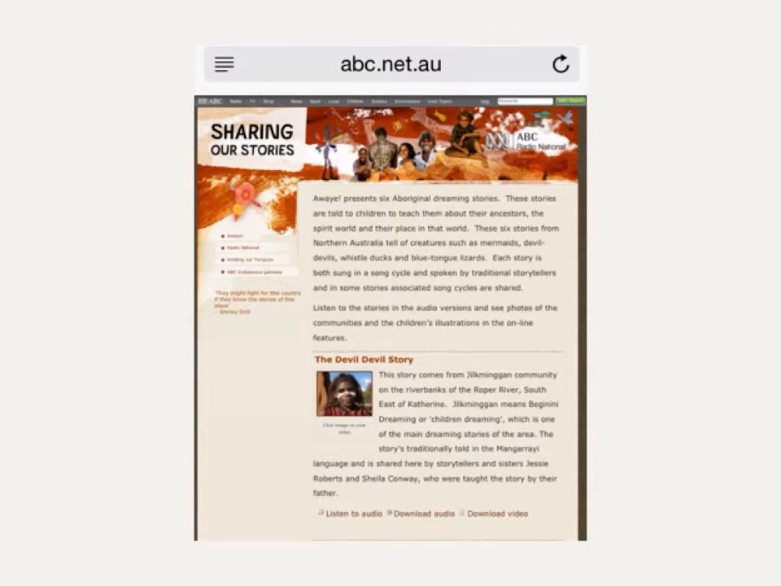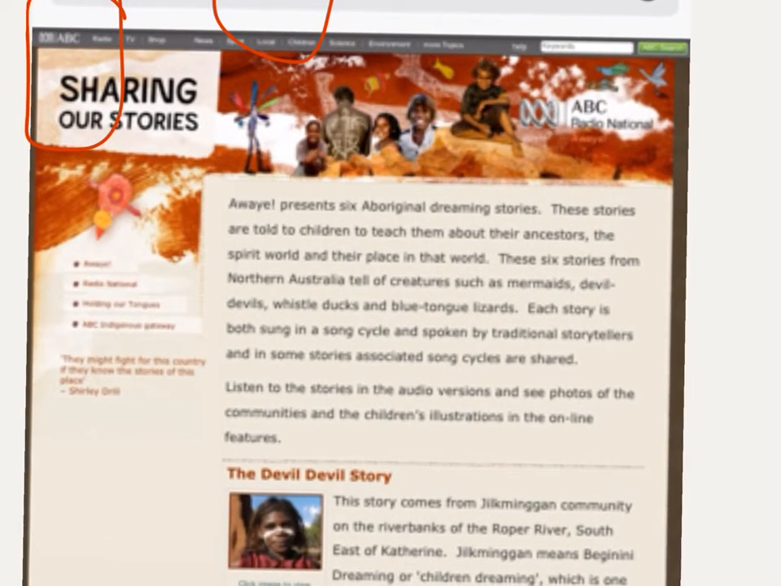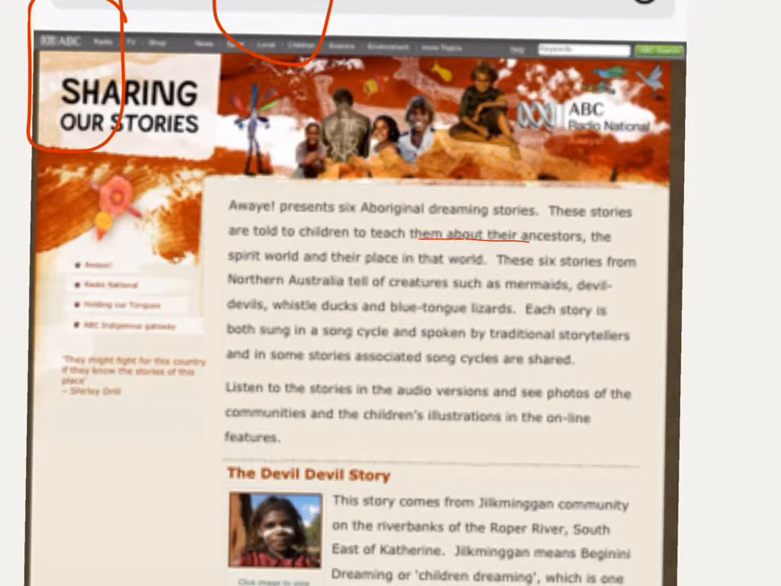Let's ask our first question: who wrote it? Well, you can see that the ABC wrote it, both from the corner and from the address. So you know that this is a reliable organisation. So we can say the information on this site will probably be reliable, but let's ask some questions. So what's the purpose of the site? The purpose of the site is this. Awaye presents 6 Aboriginal dreaming stories.